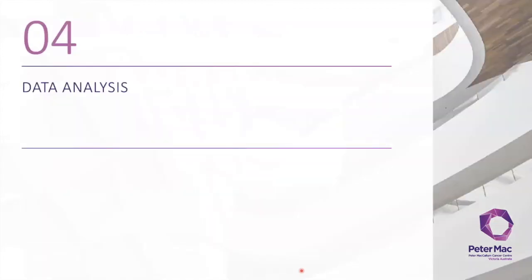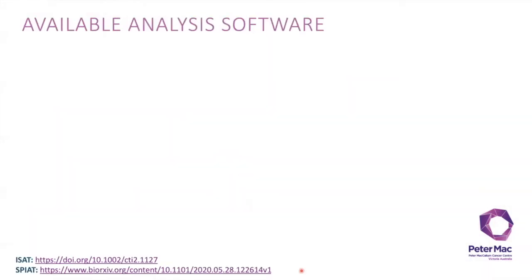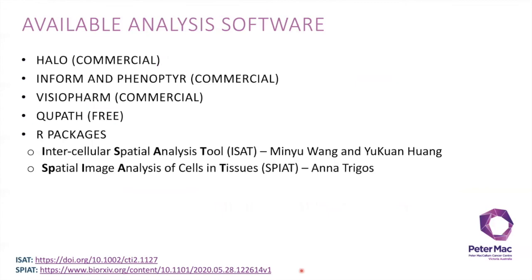The final thing we're looking at is data analysis. So there are a large number of different data analysis softwares available. The ones that we use most within our center are HALO, and I mentioned we have 8 licenses of HALO, inForm as well. And there's also other softwares available such as Phenoptr, Visiopharm. QuPath is a good one because it's free. There are also a number of R packages which have been developed by researchers here at Peter Mac. So we have ISAT and SPIATS. And at the bottom there, I've put some links if you guys are interested in finding more about those R packages.